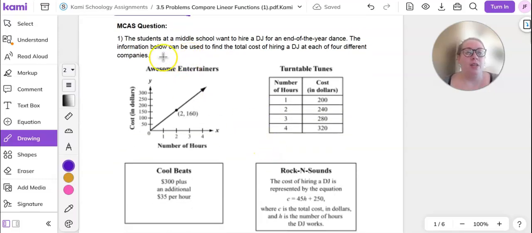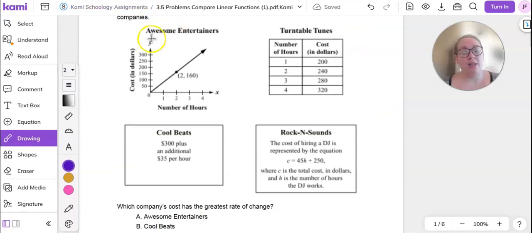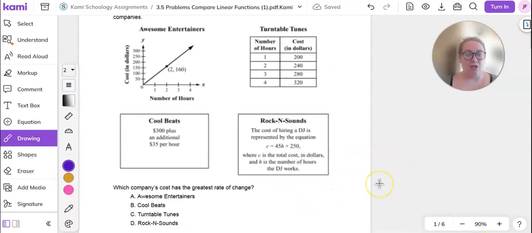So this is the students at a middle school want to hire a DJ for the end of the year dance. And the information below can be used to find the total cost of hiring the DJ at each of the 4 different companies. So we have Awesome Entertainers, Turntable Tunes, Cool Beats, and Rockin' Sounds. And it wants us to figure out which one has the greatest rate of change.